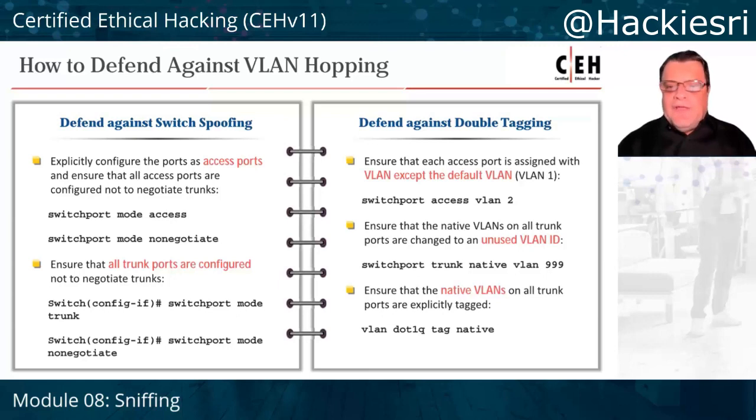Defend against double tagging. First, ensure that each access port is assigned with, as shown in the red readout, a VLAN except the default VLAN. Again, we have the readout for the command. Next, ensure that the native VLANs on all trunk ports are changed to an unused VLAN ID. And finally, ensure that the native VLANs on all trunk ports are explicitly tagged.